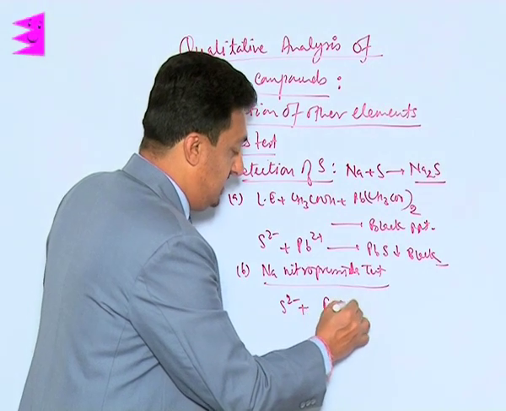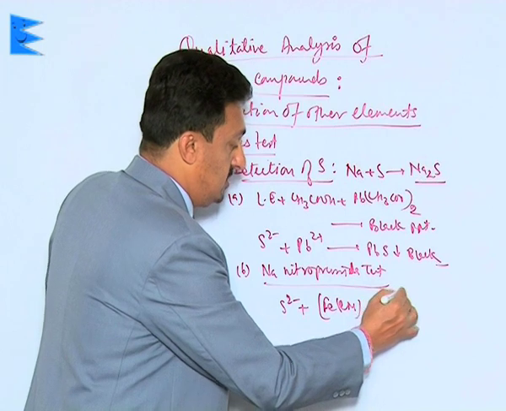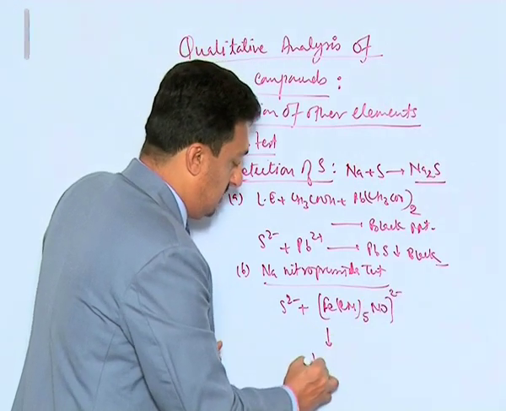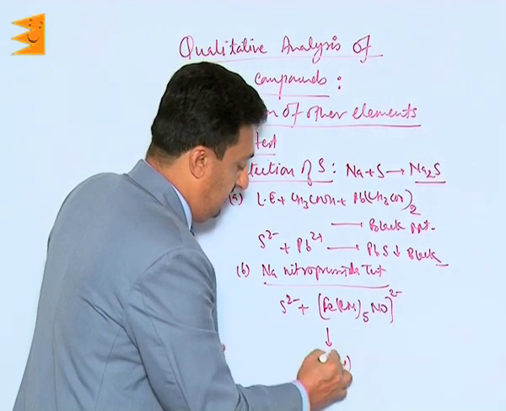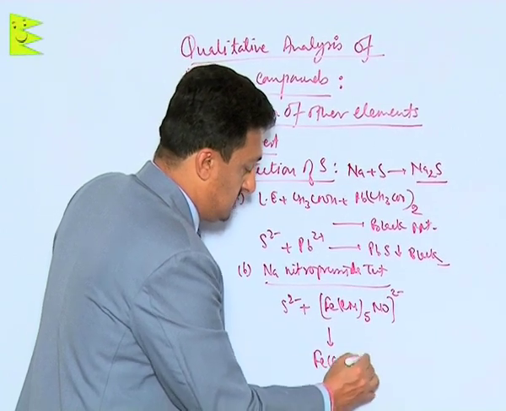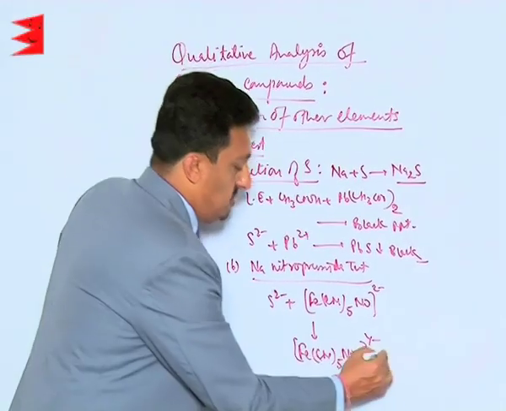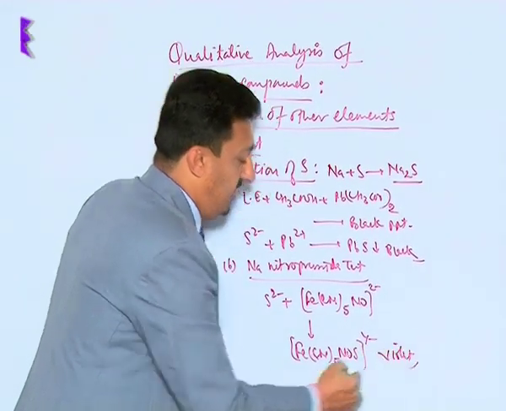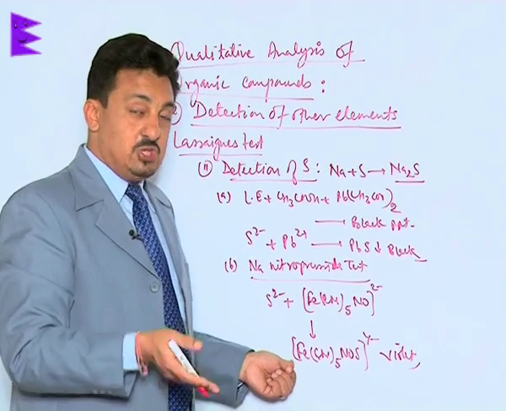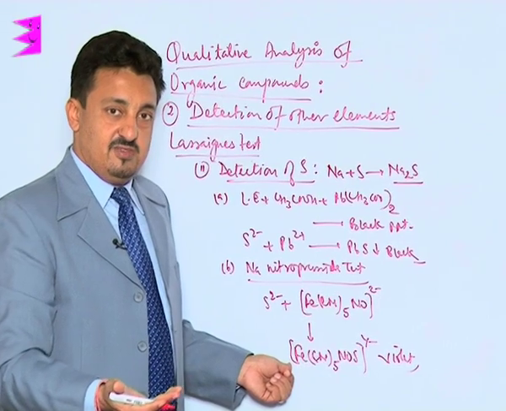[Fe(CN)5NO]2-, they both combine and we get this complex [Fe(CN)5NOS]4-, which is violet in color. So if we get violet coloration on adding sodium nitroprusside to the lecithins extract, this again confirms sulfur.